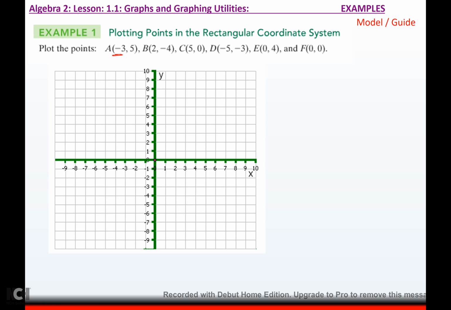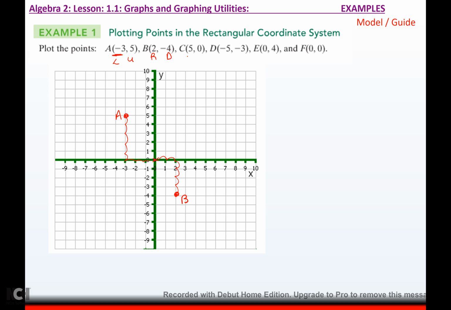So for point A, it says take 3 steps left and 5 steps up from the origin. You always start at the center. So 1, 2, 3 left, 1, 2, 3, 4, 5 up, put a point and the letter A. Okay, for B, that would be 2 to the right, 4 down. So 1, 2 to the right, 1, 2, 3, 4 down, label it B.